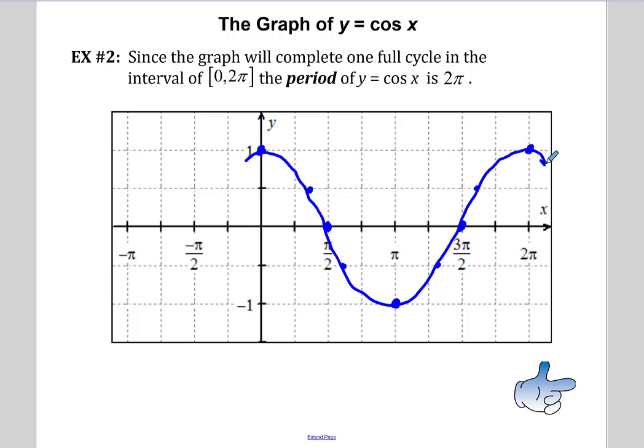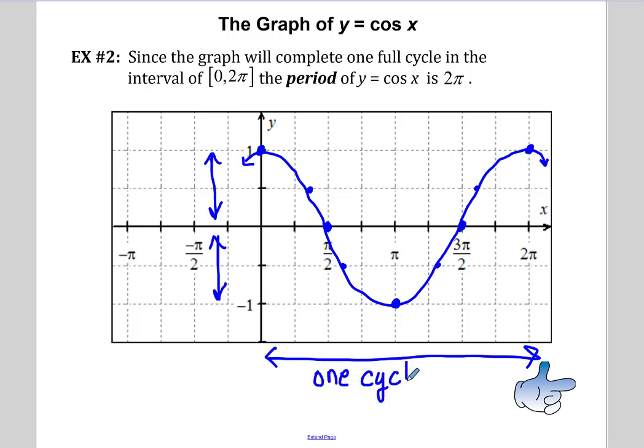So again, it repeats itself every 360 degrees. The amplitude is still 1, and the period is still 2 pi between the beginning and the end of that first cycle. We have one cycle completed in 2 pi radians, or 360 degrees. It also has a maximum at the beginning and the end, and a minimum at its halfway point, and 2 intercepts. Okay? So let's analyze that a little bit.